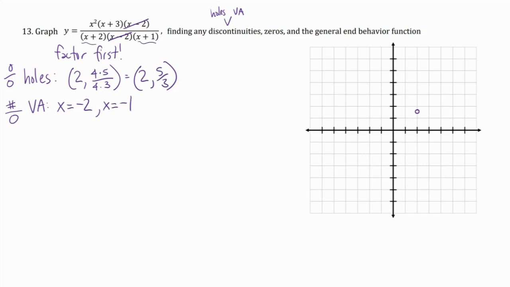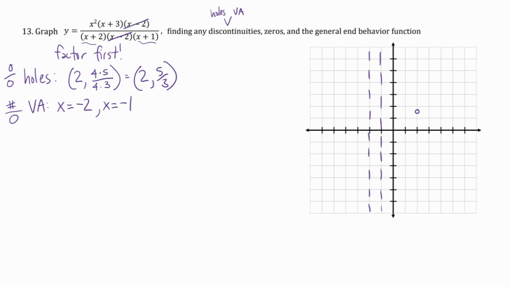And you'll notice that I wrote them as x equals. That's because they are equations. Vertical asymptotes are equations of vertical lines. So write them as the equation of a line. Don't just write a number. It's not just -2. It's x equals -2.